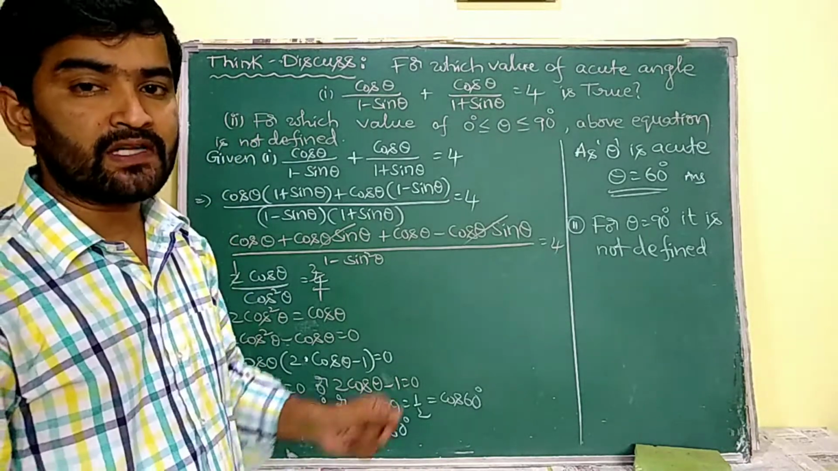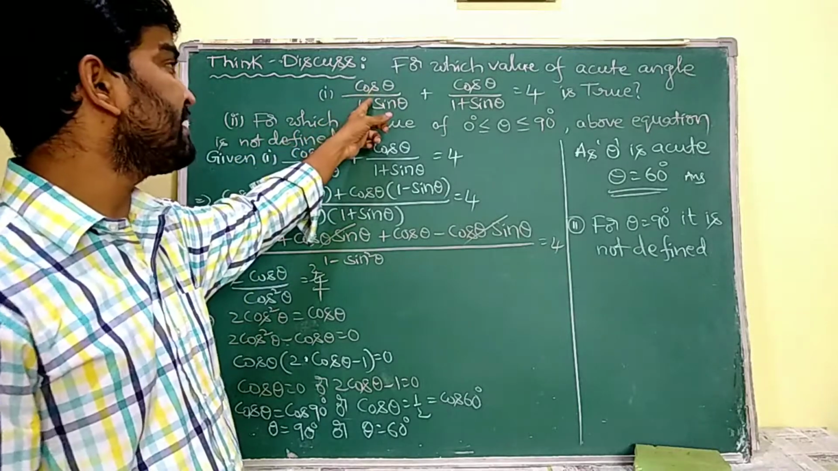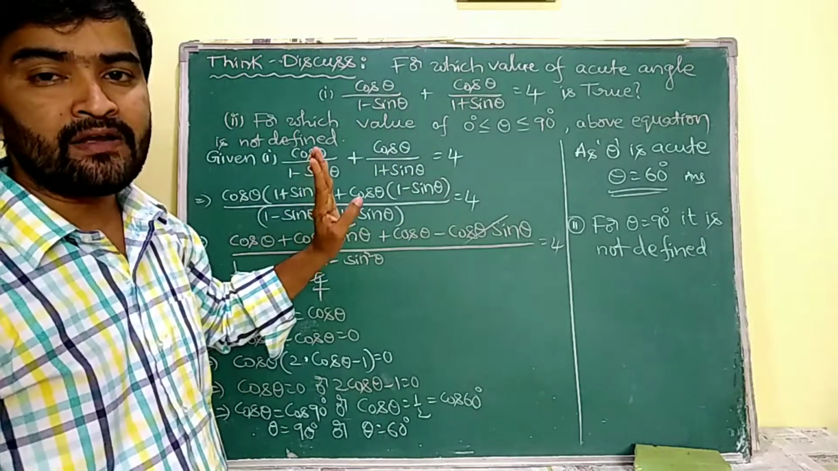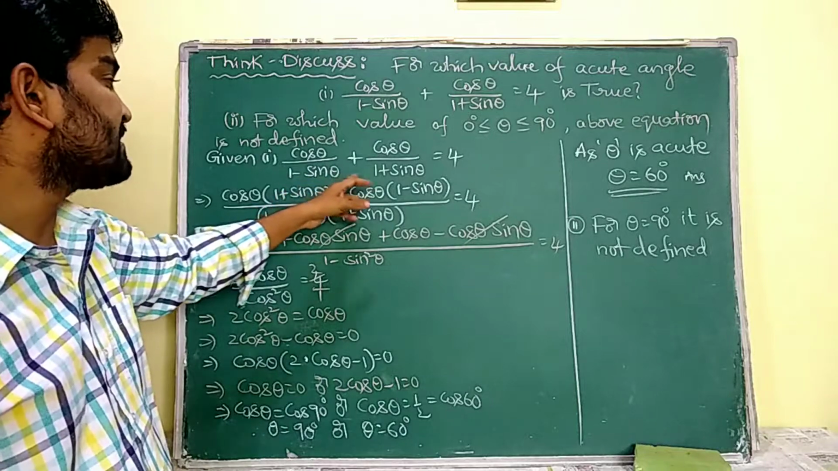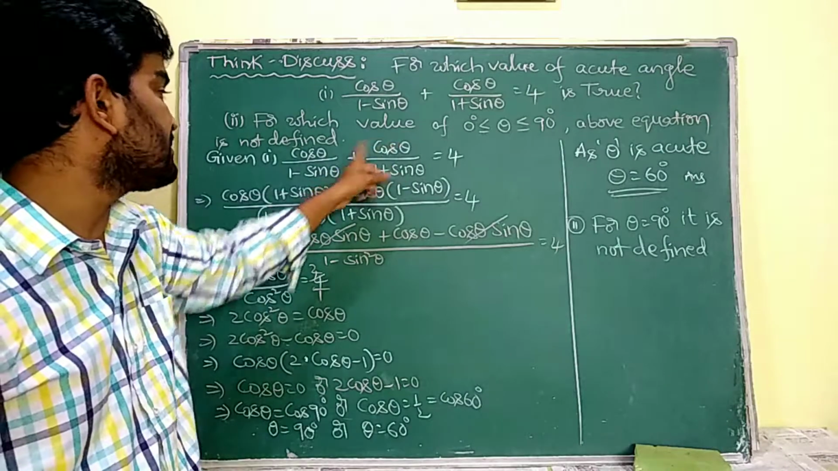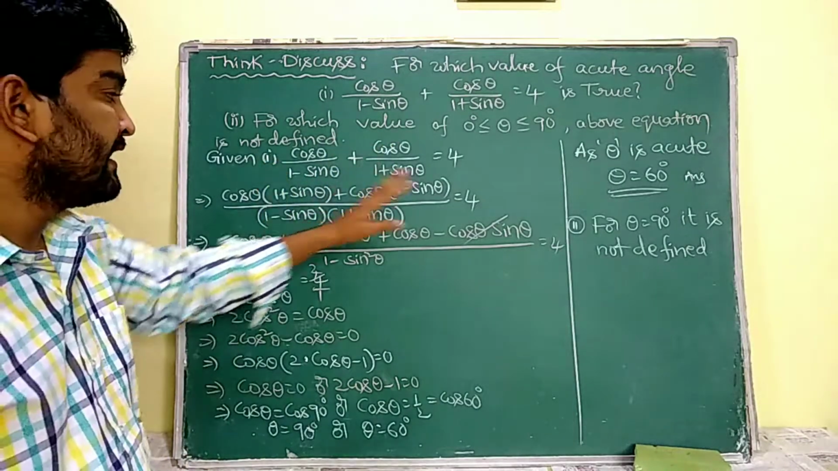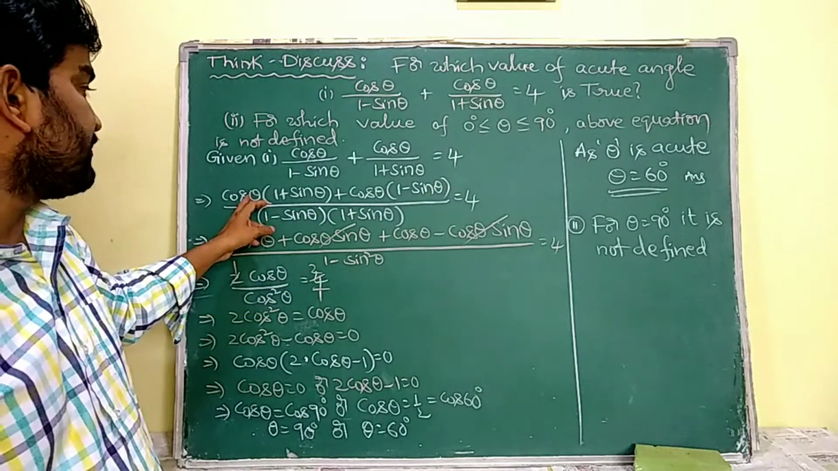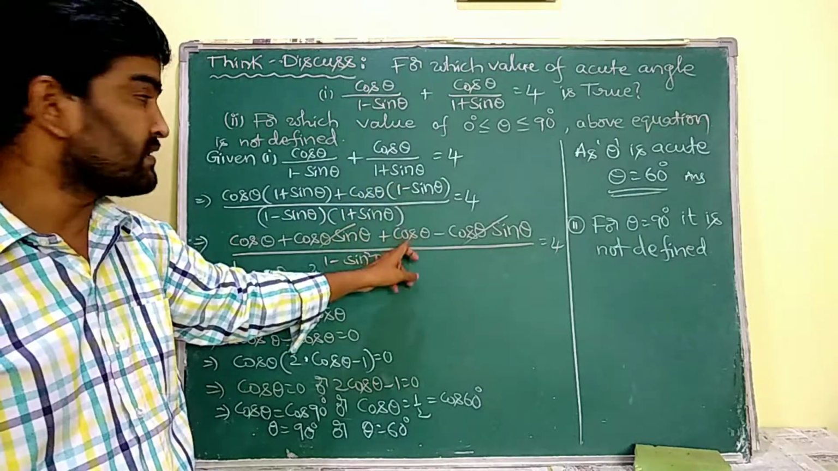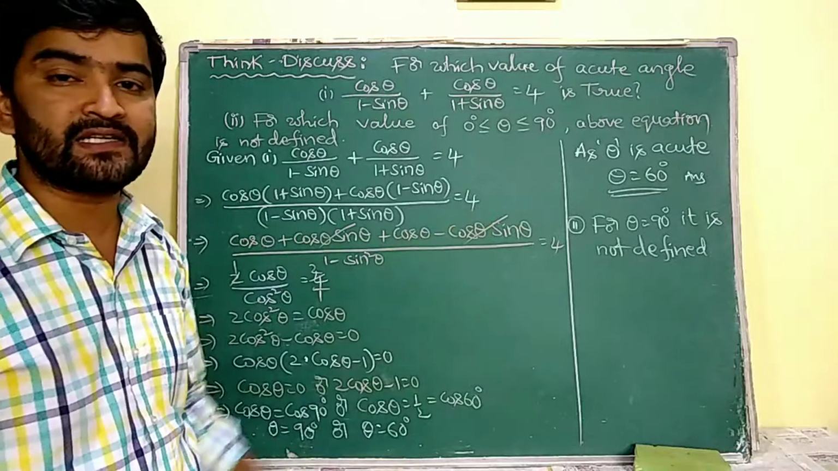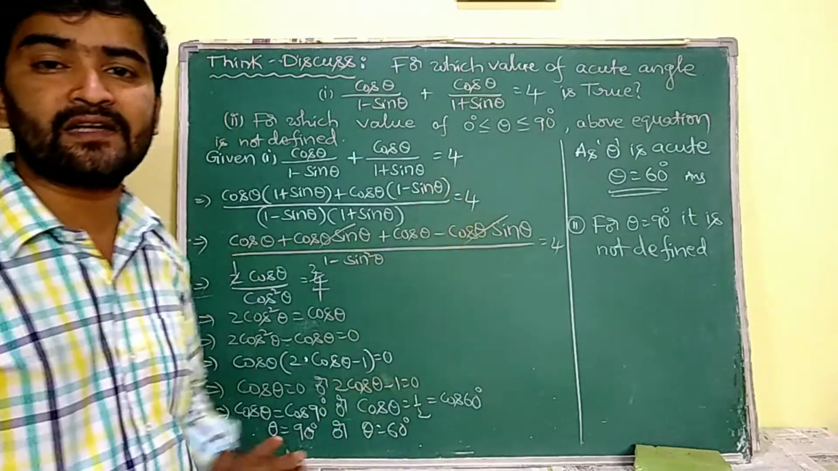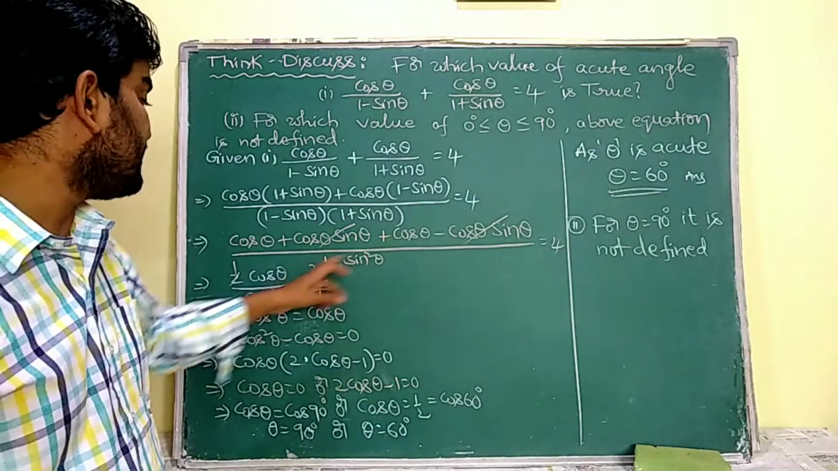Now see, for that the given is cos theta by 1 minus sin theta plus cos theta by 1 plus sin theta is equal to 4. Just take the LCM here. 1 minus sin theta into 1 plus sin theta is our LCM. So cos theta into 1 plus sin theta and cos theta into 1 minus sin theta in the numerator is equal to 4. Now multiply: cos theta into 1 is cos theta, and cos theta into sin theta is cos theta sin theta. Cos theta into 1 is cos theta, and cos theta into minus sin theta is minus cos theta sin theta. Here, cos theta sin theta and minus cos theta sin theta are cancelled. Now cos theta and cos theta give 2 cos theta.